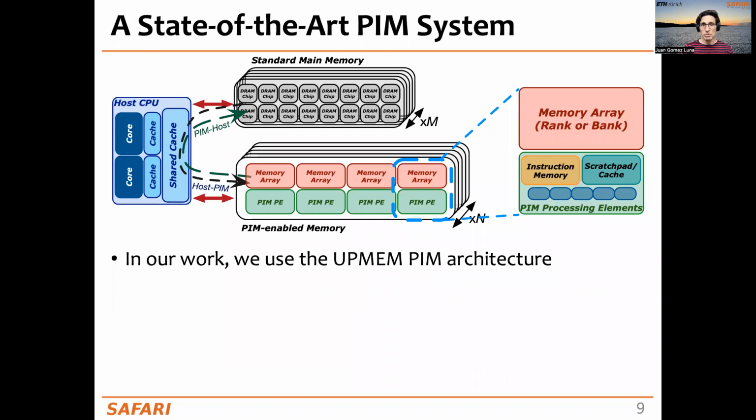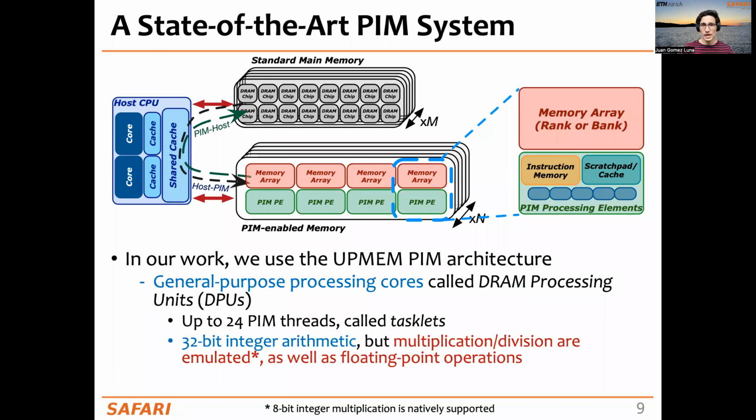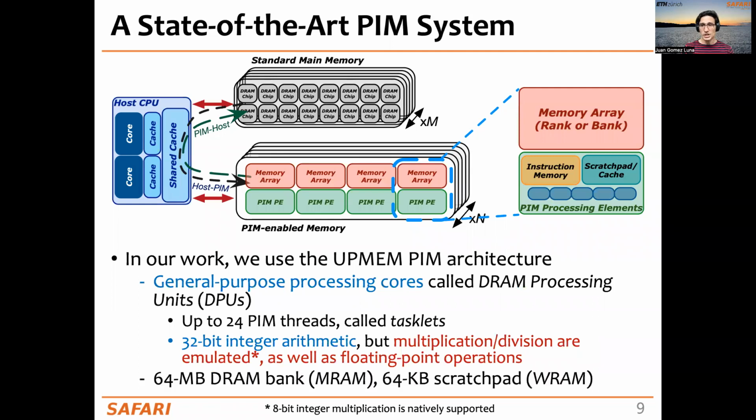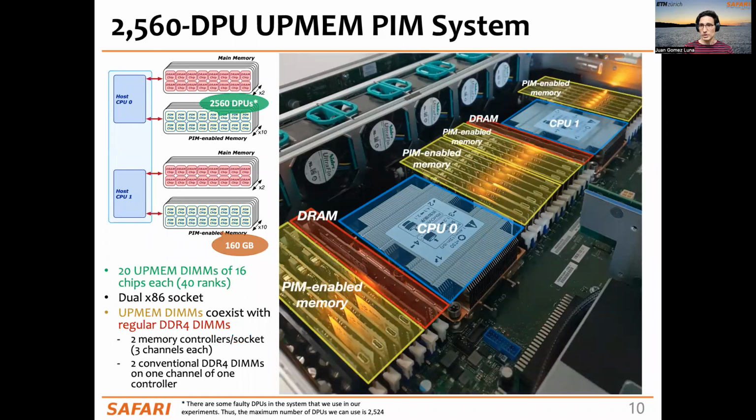In our work, we use the UPMEM PIM architecture that consists of general-purpose processing cores called DRAM processing units, or DPUs, and it's fine-grained multi-threaded. Each of these DPUs can run up to 24 PIM threads that are called tasklets, and they support 32-bit integer arithmetic natively, but multiplication and division are emulated, as well as floating point operations. Each DPU or PIM core has access to its own DRAM bank called MRAM and its own scratchpad memory called WRAM. This is a picture of the UPMEM-based PIM system that we already know, with the dual socket CPU, DRAM DIMMs, and PIM-enabled DIMMs.